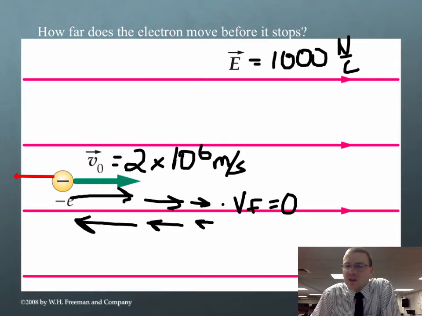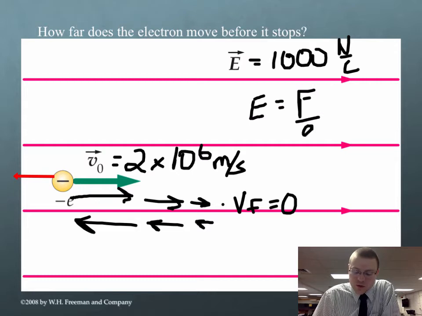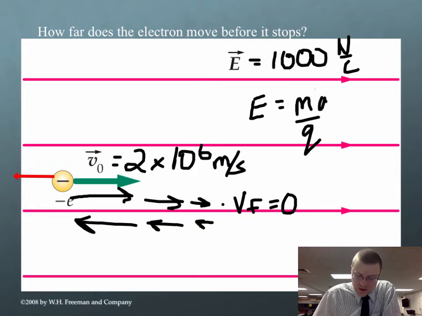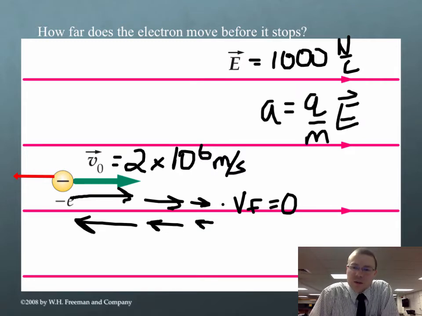When we do this, you want to remember that electric field strength is defined as the force per unit charge that is in that field. So knowing the electric field strength, I could solve for the acceleration by swapping out F to make that mass times acceleration. And if I want the acceleration of my charge, I can rearrange to give me this. The acceleration of the charge is going to be q over m, the charge per mass ratio for the electron, and we're going to multiply that by the electric field strength.